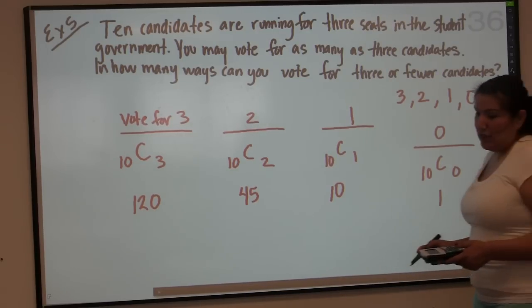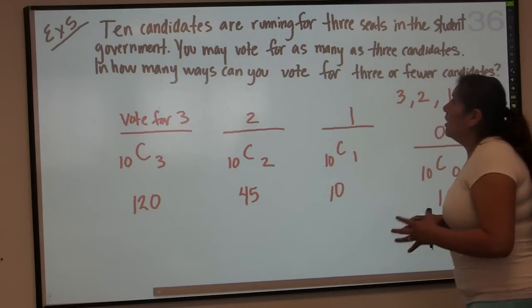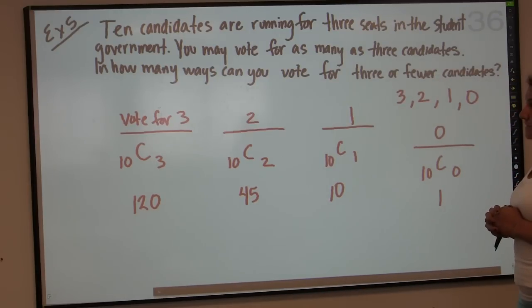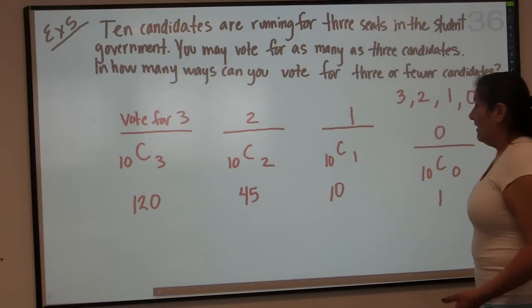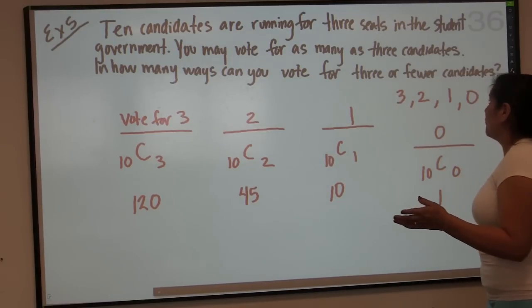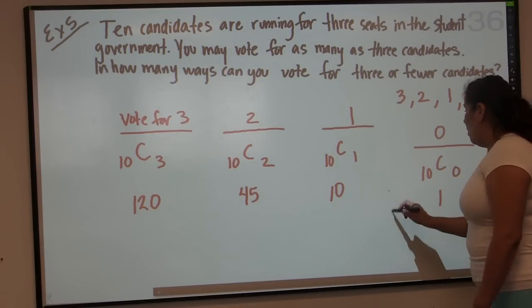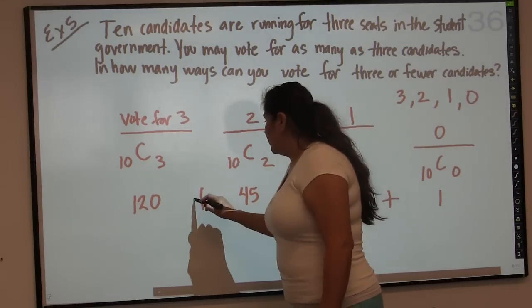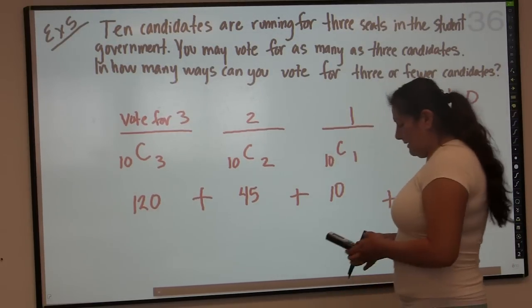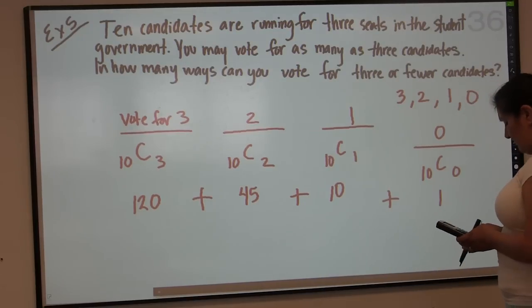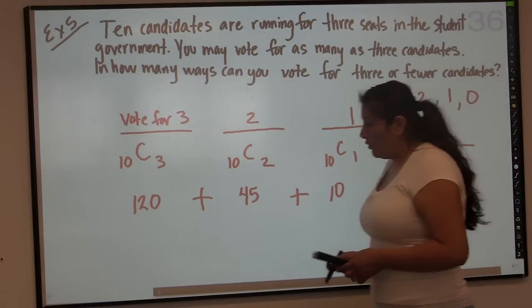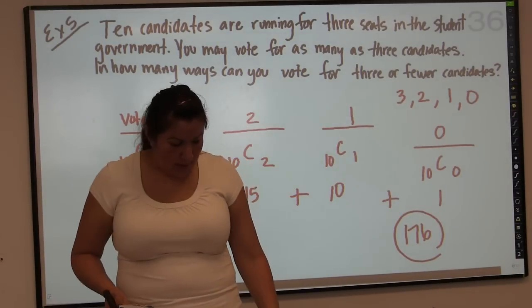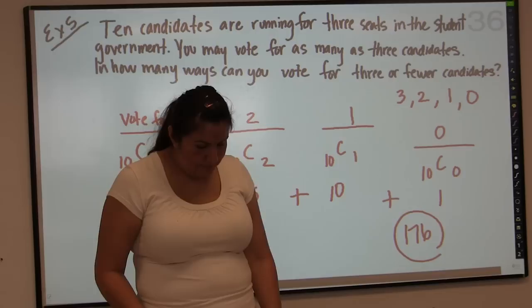So now, to answer the actual question, if it had asked for how many ways can you vote for 3 candidates, then the answer would have just been 120. But it didn't say that. It says, in how many ways can you vote for 3 or fewer? So now we have to add all of these numbers up together. So we're going to take 120 and 45 and 10 and 1 and get 176 total ways to vote for 3 or fewer people. Alrighty?